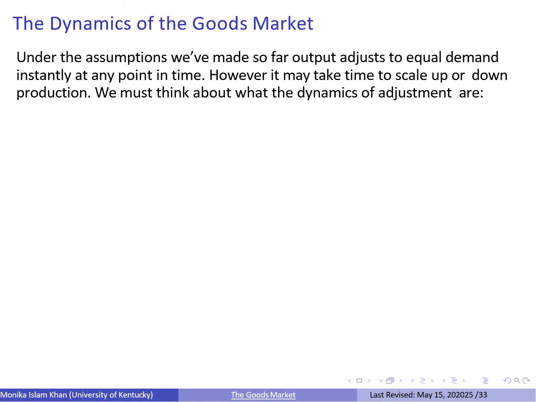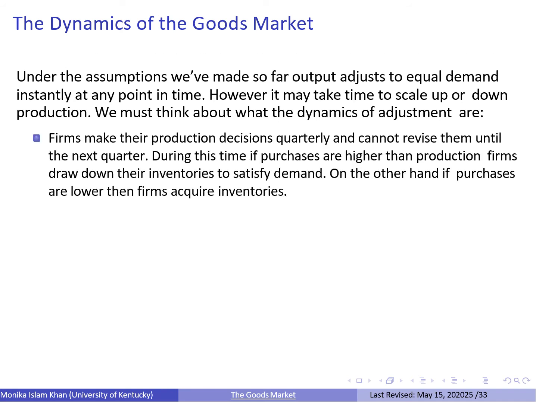Until now, most of our discussion has been about how output instantaneously adjusts to changes in demand. However, it may take time to change the level of production. That is why we must think about what the dynamics of adjustment are. Firms make their production decisions every quarter and hence cannot instantaneously change production. If demand is higher than production, firms draw goods from their inventories. If demand is lower than production, firms accumulate inventories.